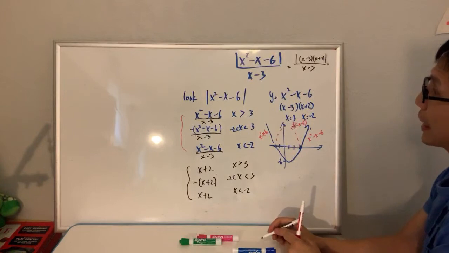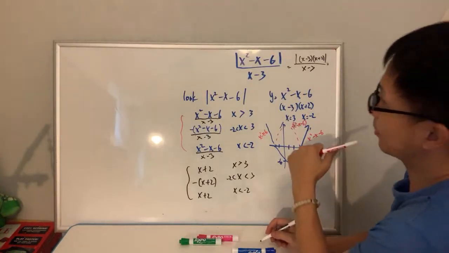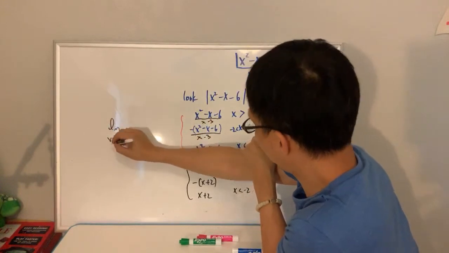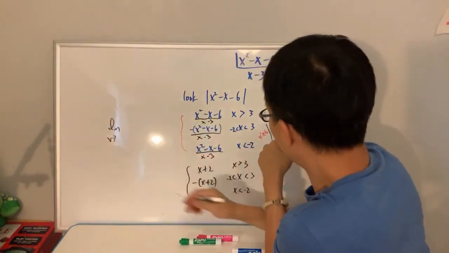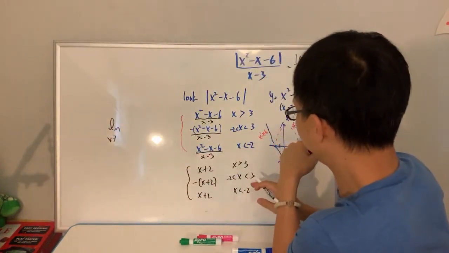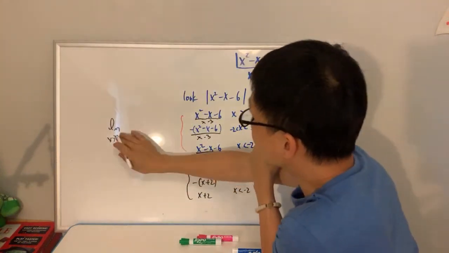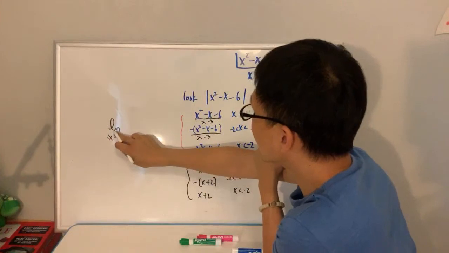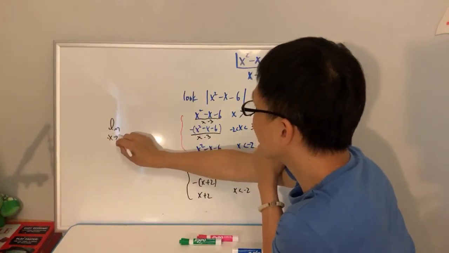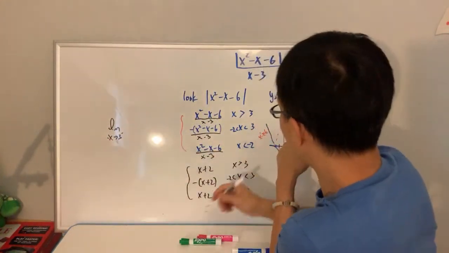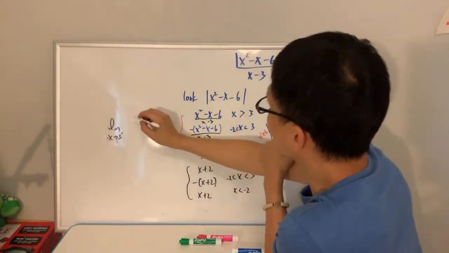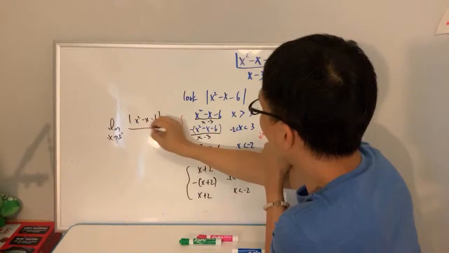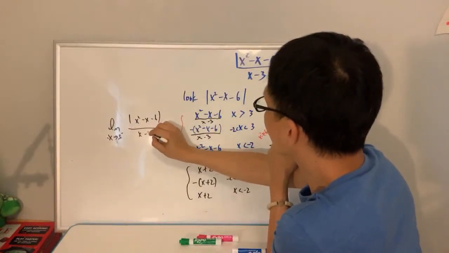Okay, so what kind of question can I ask you? I can ask you what happens to the limit as x approaches 3 from the left side of this function. So we're going to call it the absolute value of x squared minus x minus 6 over x minus 3.